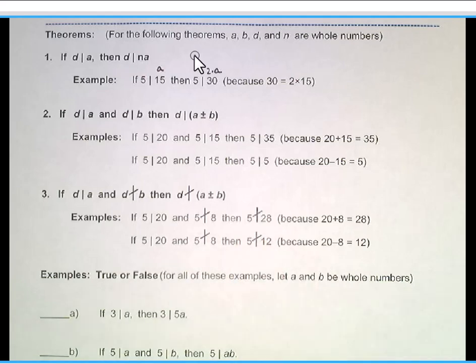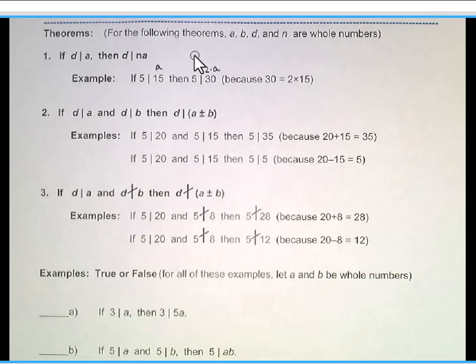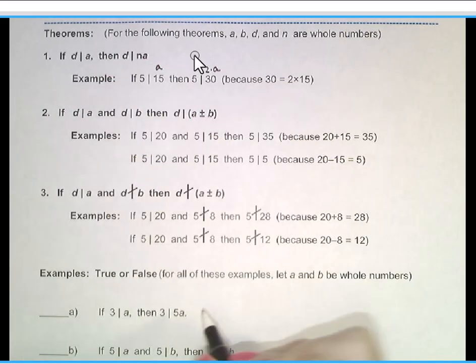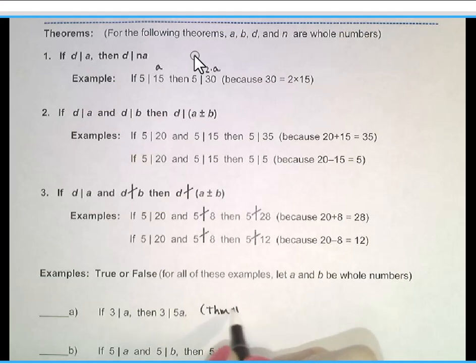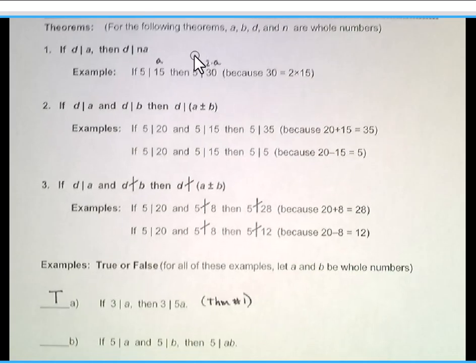So let's do some true and false, using these theorems. If any of these theorems help us prove true or false, we'll state it. For all of these examples, A and B are just going to be whole numbers. The first one says, if 3 divides A, then 3 will divide 5 times A. So that's saying 3 divides a number, 3 divides a multiple of that number. Well, that's exactly what theorem 1 says. So this is theorem number 1. I'll abbreviate that and we'll say this is true. I don't even have to put any examples to prove that it's true. It's just theorem 1.